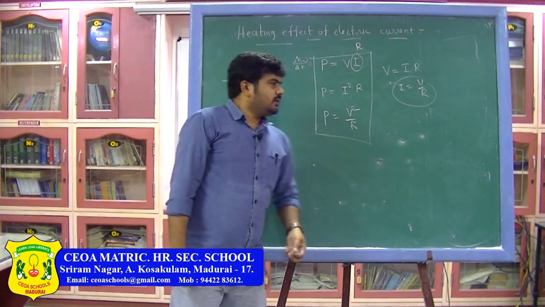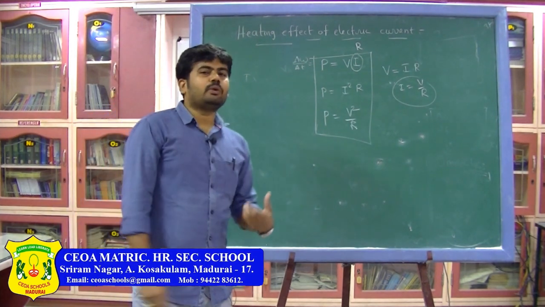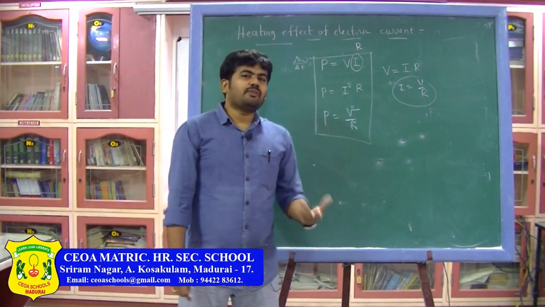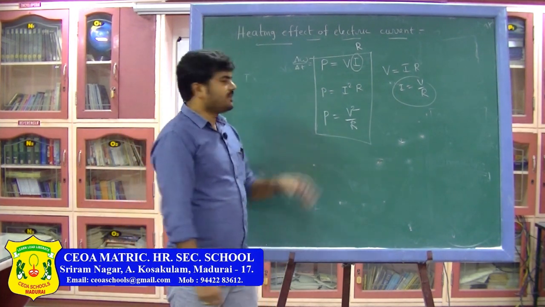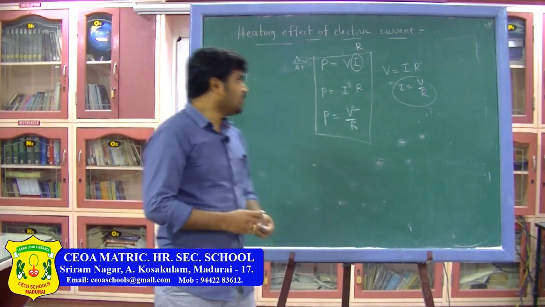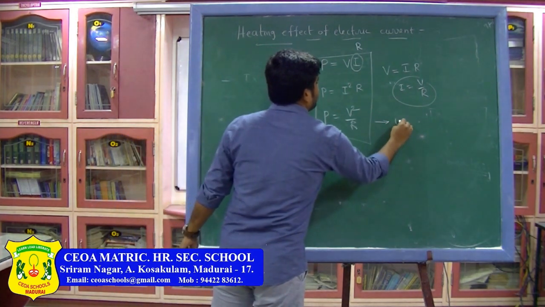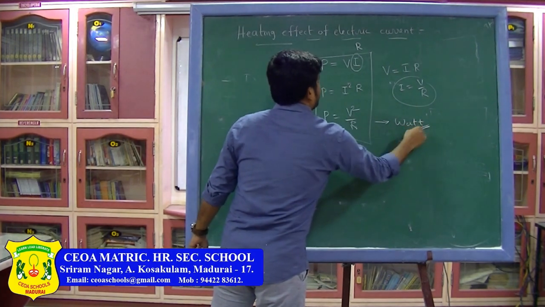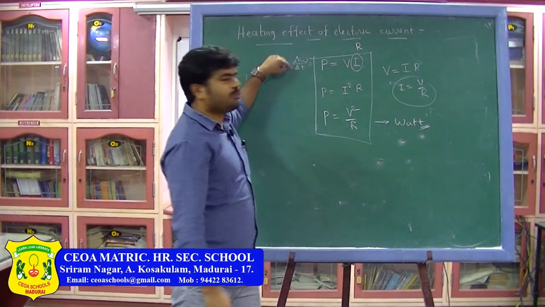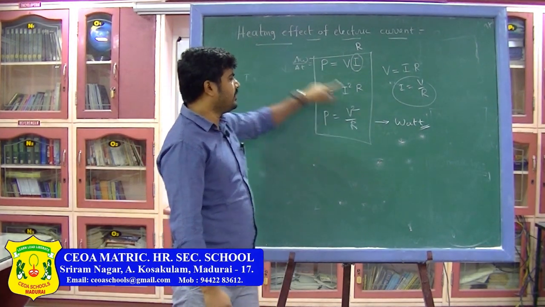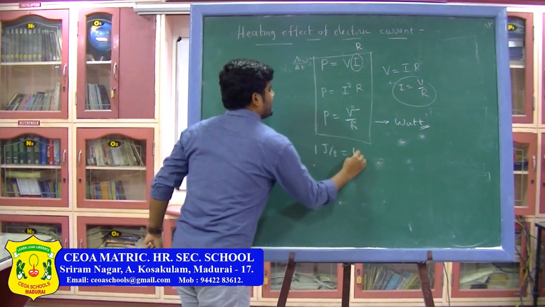Now, let us see how to calculate the number of units consumed by household appliances. Using this concept, let us define the kilowatt hour. We know the SI unit of power is watt. Keep this in mind, because P is equal to V into I, so energy per unit time, that is joule per second, is nothing but watt. So, 1 joule per second is 1 watt.